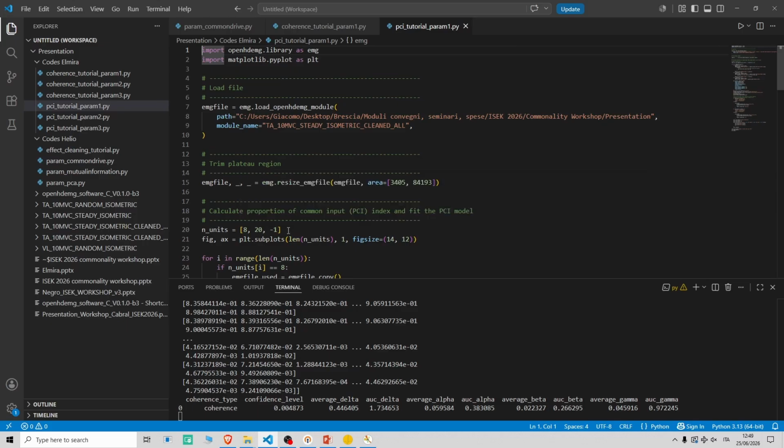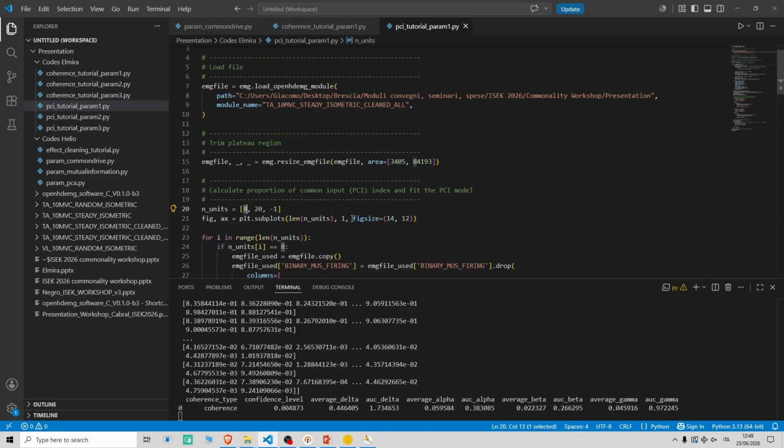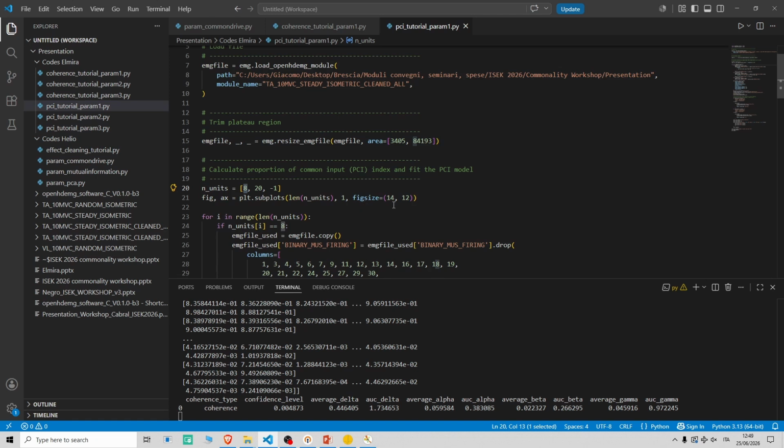So as I mentioned, from the 31 motor units that we got, I'm going to start with adding just 8 motor units per CST. In the second case, I will add 20 and then the whole set of motor units, to see how they affect our estimate. The function already has everything inside, and the only thing you need, again, is to load your EMG file.